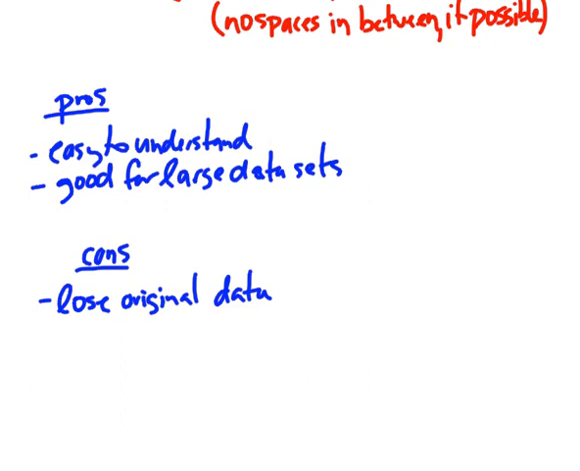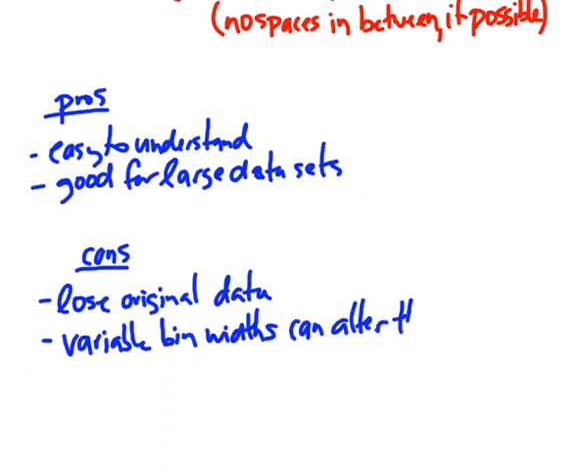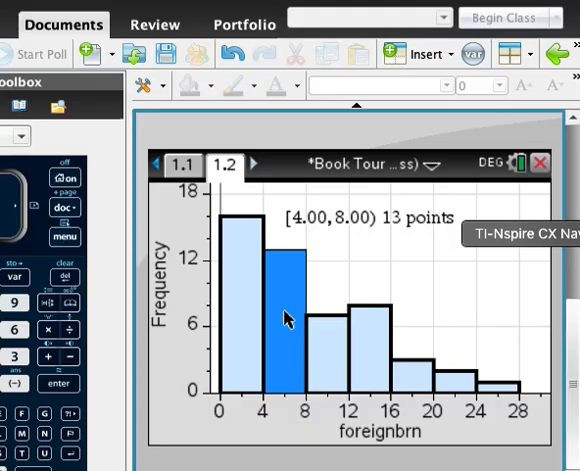And then, something else here is that the variable bin widths can actually alter the look of the data. As we'll see in a little bit, part of what we want to do with these graphical displays is to get a sense of what the data look like and what their trends are. So if we go back to the calculator real quick.